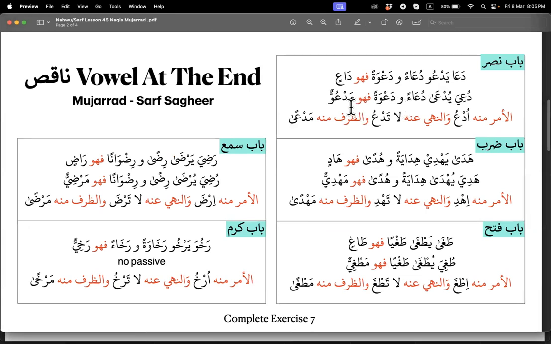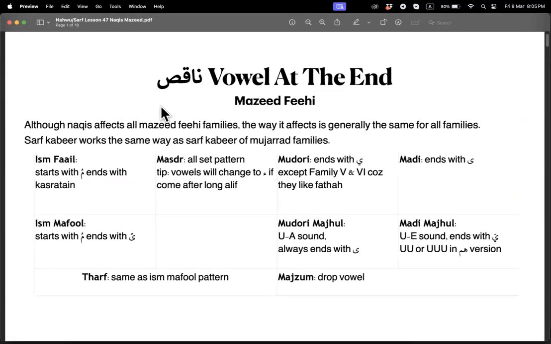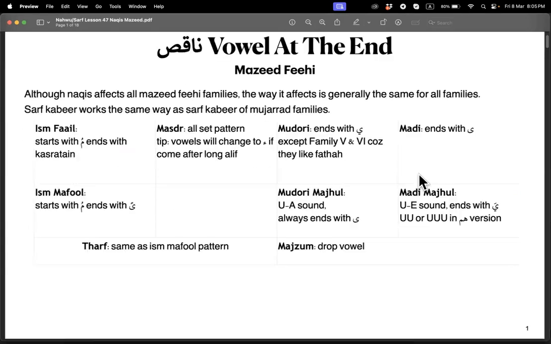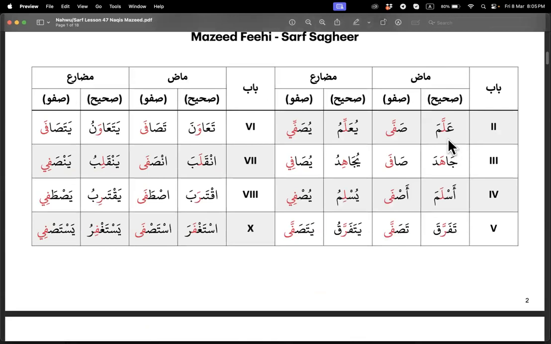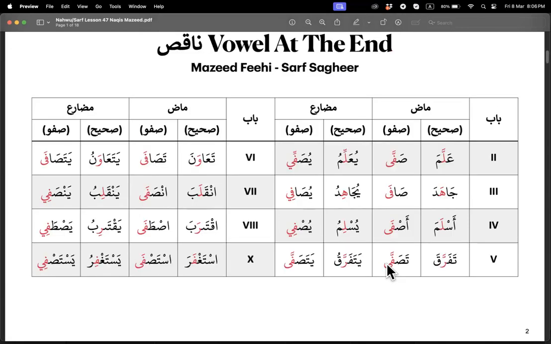So because our mazid fihi is obviously more than four letters, all of our madi end with, or rather the letter before the last letter is fathah. Think about, for example, your normal word, allama. The last letter is mim, before it is fathah. All your second last letters are fathah. Because of that, all our naqis madi end the same way. They all end with alif maksura. So it's quite easy in that way.